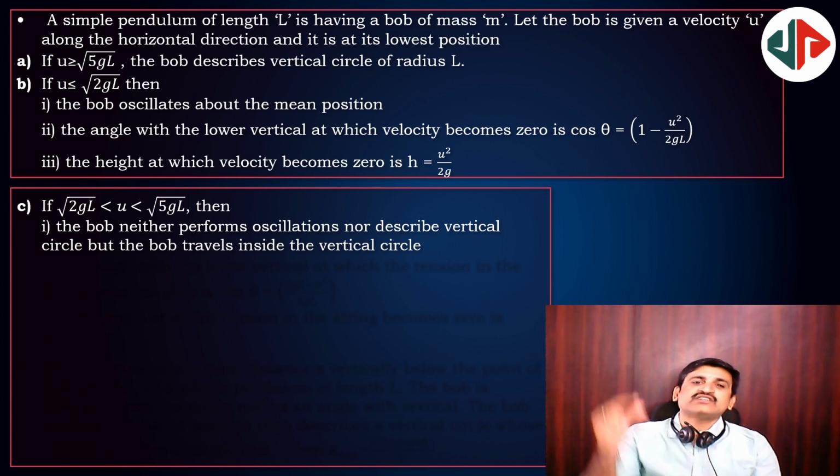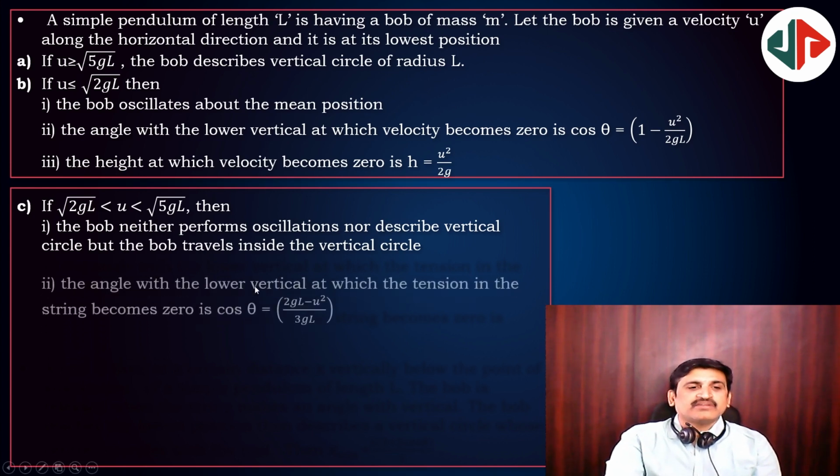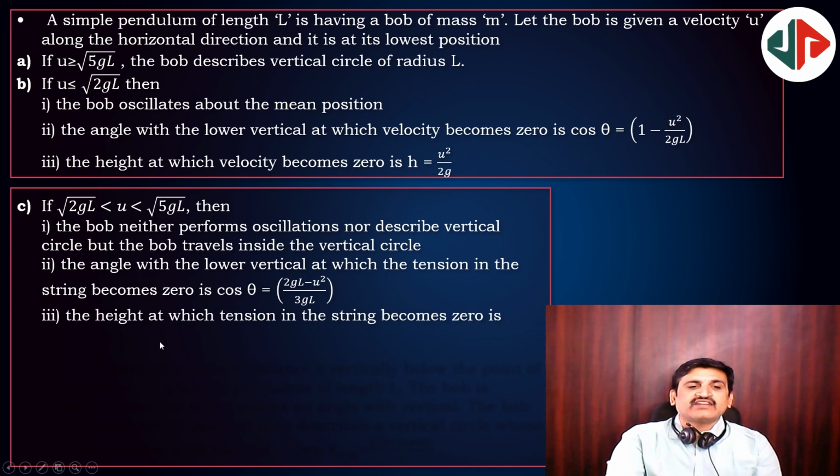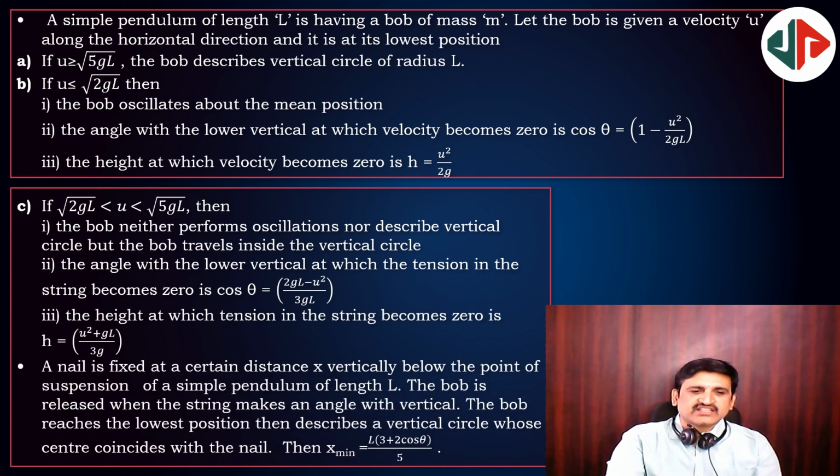It will be rising to the second quadrant and will fall down. So its motion will be a disturbed one. And cos theta, what height can it go? Cos theta is equal to (2gl minus u square) by 3 gl, and the height at which the tension in the string becomes 0 is (u square plus gl) by 3g. It's a special case for it.